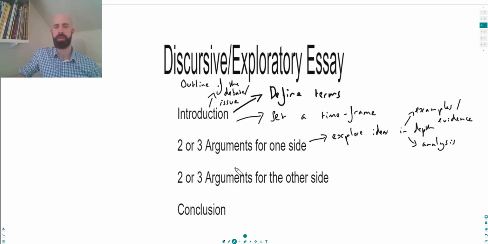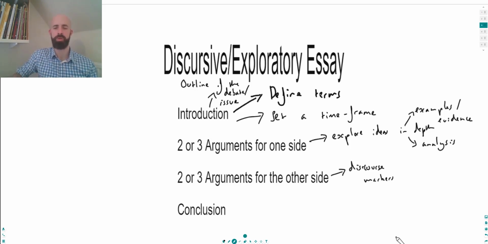And then next up, the opposing section. Do make sure you're using your discourse markers and your essay phrases that we looked at in the previous video right the way through your essay to orientate your reader. And as you're exploring arguments on the other side, again, you want to do exactly the same thing. Give examples, give evidence, and do some analysis as well. Even if these are arguments that you don't think are that strong, you still want to explore them before you come to your conclusion.